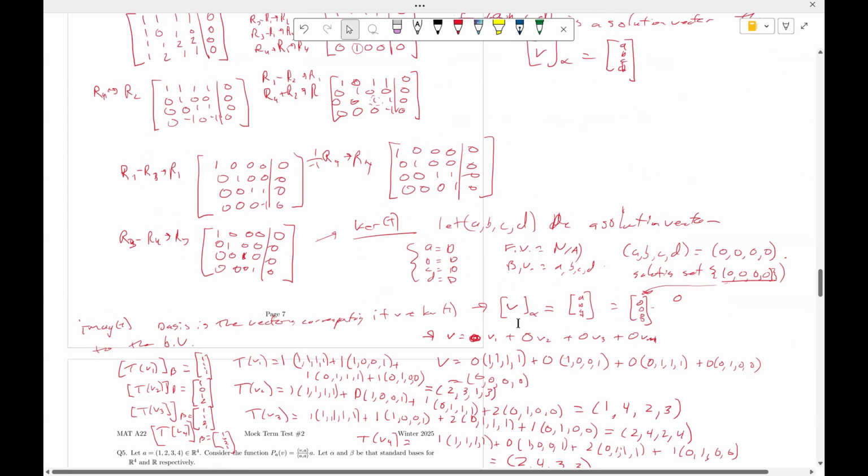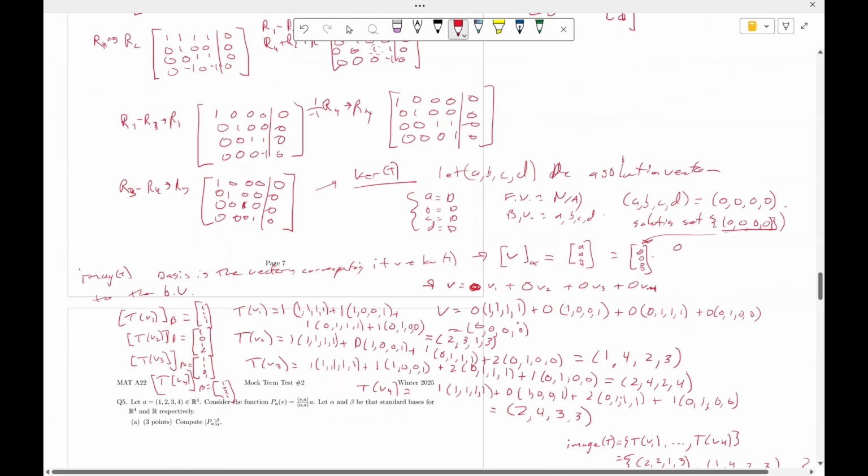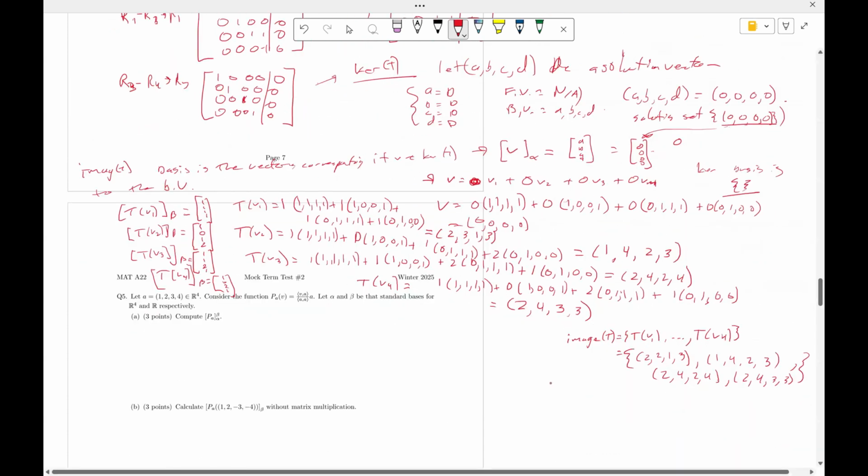So the basis for the kernel, the basis is the empty set, because it's the set containing no vectors. And for the image, the basis is the set of these vectors.